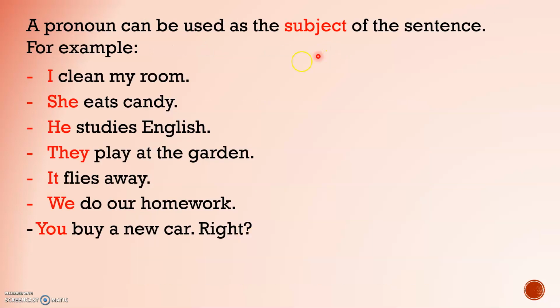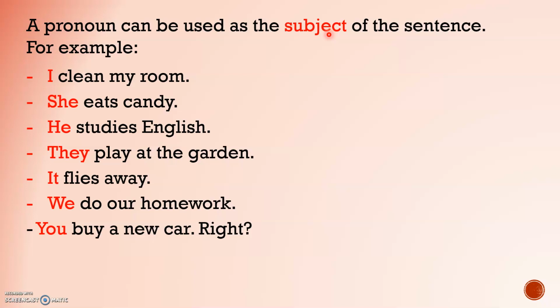So the pronoun, it can be used as the subject of the sentence, which means that we can use the pronoun in the place of the noun in the sentence. We can use it in the subject part of the sentence, okay? For example, when I say, Sarah eats an apple every day. Who eats an apple every day? Sarah. So Sarah is the subject, but we have a name, right? A specific name. We have Sarah.